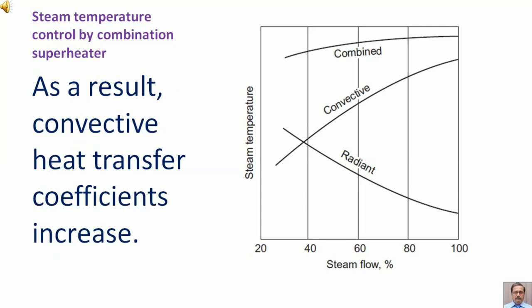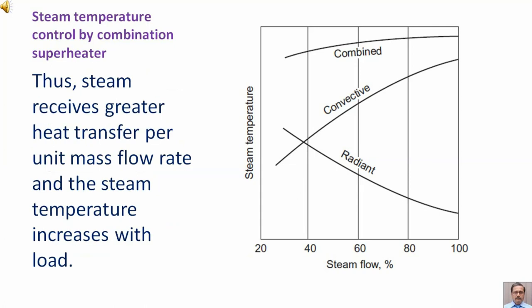As a result, convective heat transfer coefficients increase. So this is obvious. When the flue gas flow has increased, then the heat transfer to the convective superheater will increase. Thus, steam receives greater heat transfer per unit mass flow rate, and then steam temperature increases. We are talking about the convective superheater.